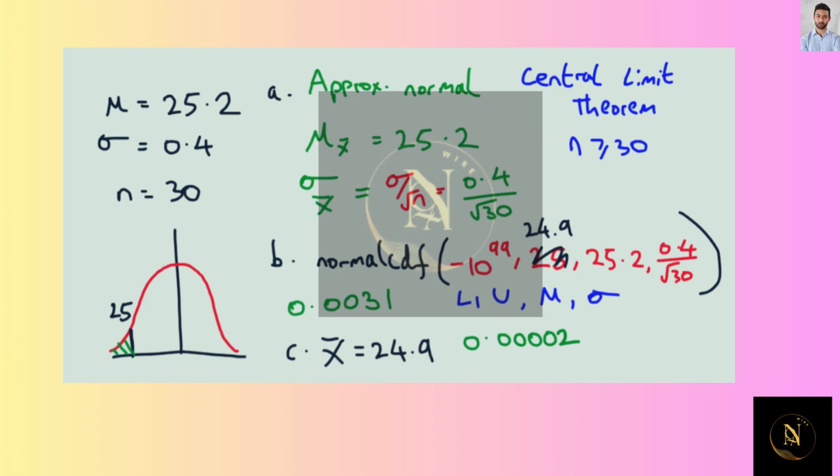Okay, so what do I think about the claim? Well, if the claim is true, the probability of this happening is tiny. So I think the claim is false. I reject the manufacturer's claim. We think that the population mean is not what they claim it is.